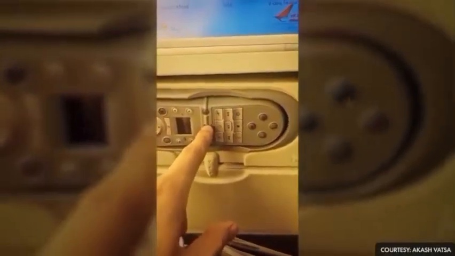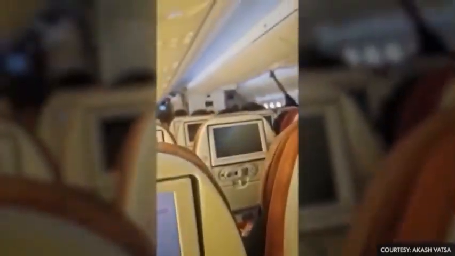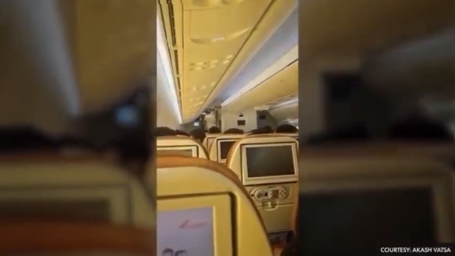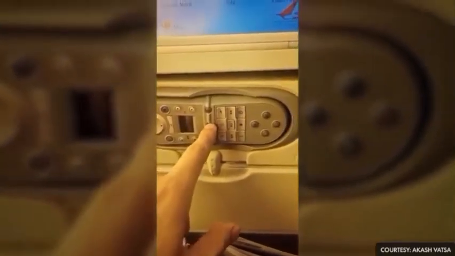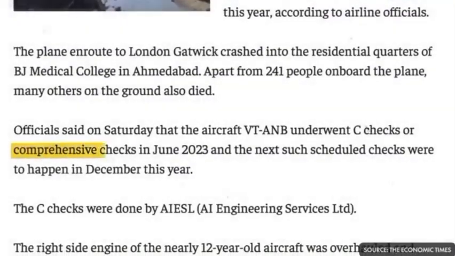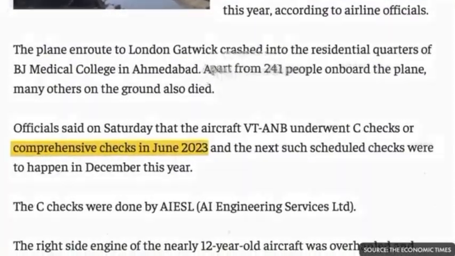But just a few hours before the crash, there is a video of Akash Vatsa here, in which we can see that neither the AC was working properly, nor any entertainment screen was working, nor the remote was responding to any button. So many people there using these magazines. This is not working at all. And as usual, your TV screens are also not working. Neither this button for calling the cabin crew. Nothing is working.